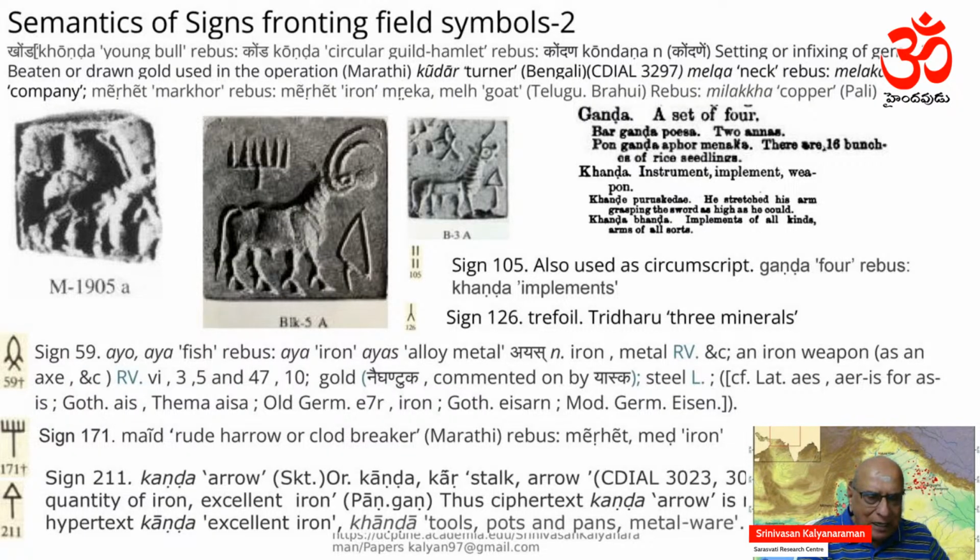The other signs of the descriptions are sign 171, mind, rude arrow, or cloud breaker, Marathi. Similar rebus, medath, med iron. Sign 59, fish, aya fish, rebus, aya iron, ayas alloy metal, ayas iron metal, Rigveda. Iron weapon as an axe, Rigveda. Or gold, or steel, Gothic ais, Old German, iron, steel, Eisen. So either iron, steel, or gold, or alloy metal. This ought to be the wealth accounting ledgers as cargo. Implements made of iron. Implements made of alloy metal.